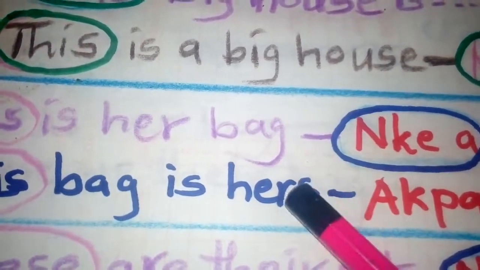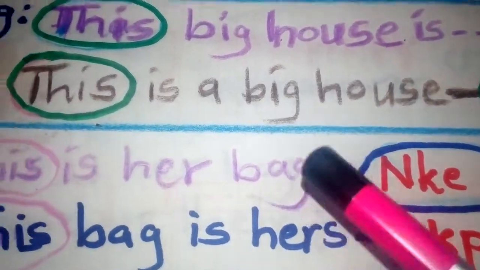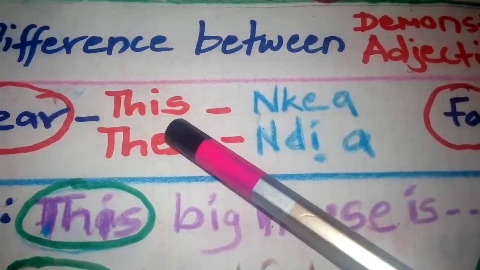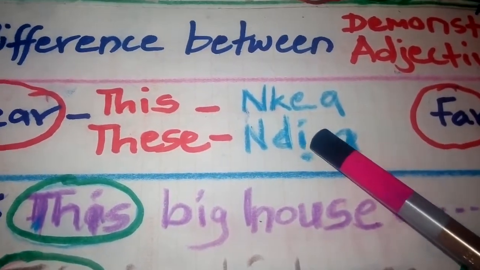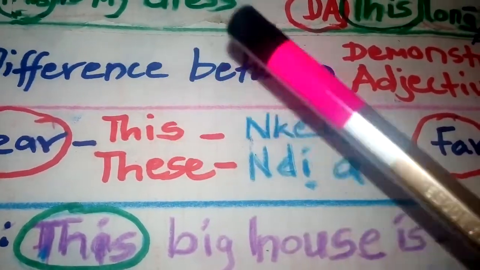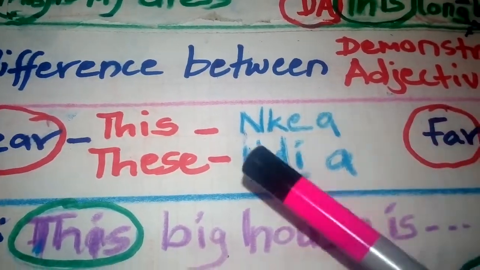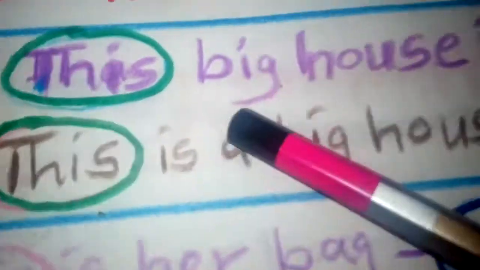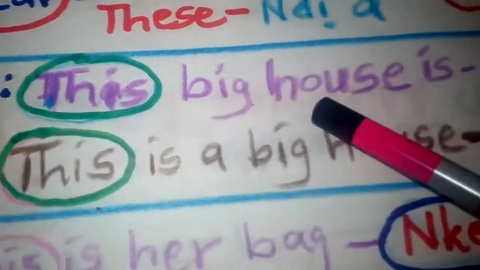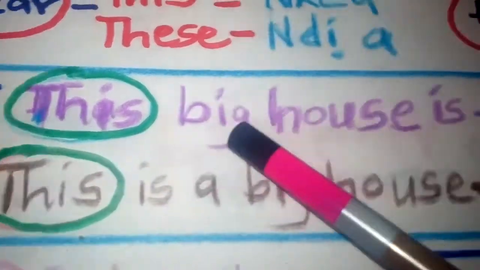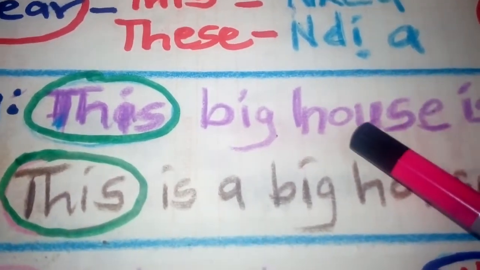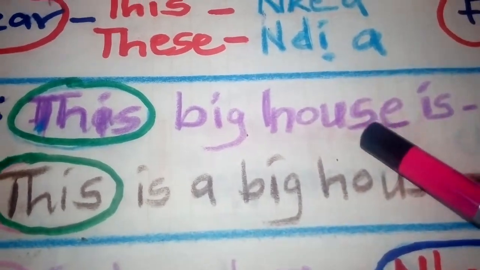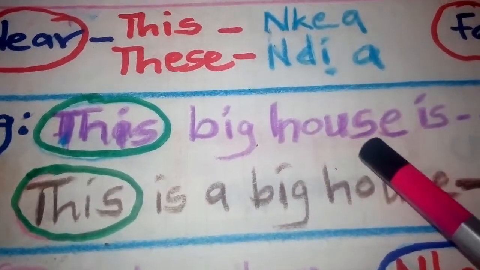Like, cup is better. Cup is a noun. How do I use either of these to talk about it? This is better. You see, I've used this to replace the cup. But a demonstrative adjective is not like that. You cannot replace this big house with just this. When you use this to replace this house, it makes it a demonstrative pronoun. It's no more a demonstrative adjective. So a demonstrative adjective must have the noun.